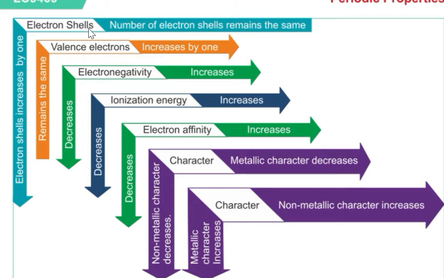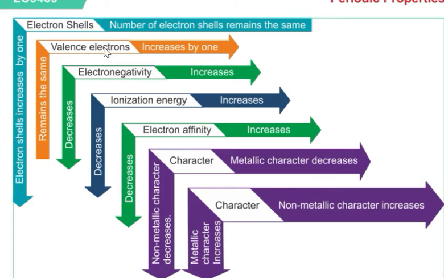What is happening to the shell when you're going across the period, that is, from left to right, and what happens when you're going from top to bottom? All the properties are discussed in this particular way, from left to right and from top to bottom, that is, across the period and down the group. Electronic shells: the number of shells remains the same when moving from left to right, but going from top to bottom, the number of shells increases.